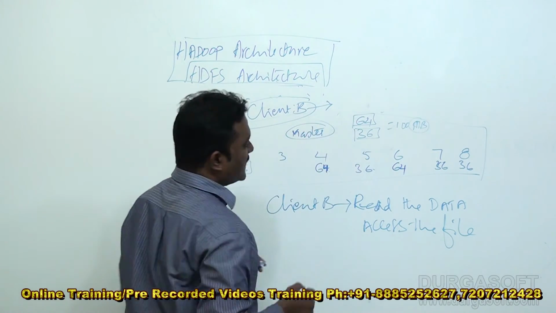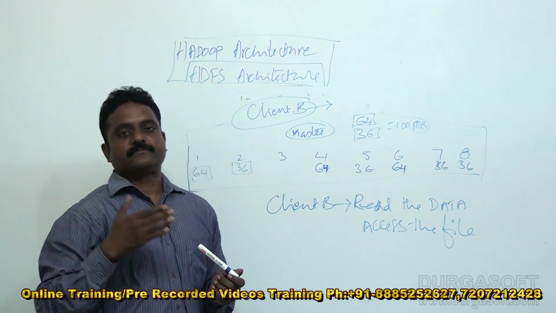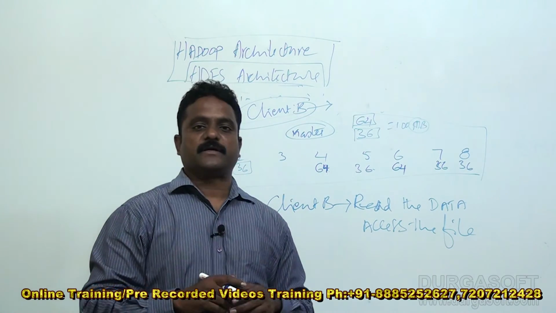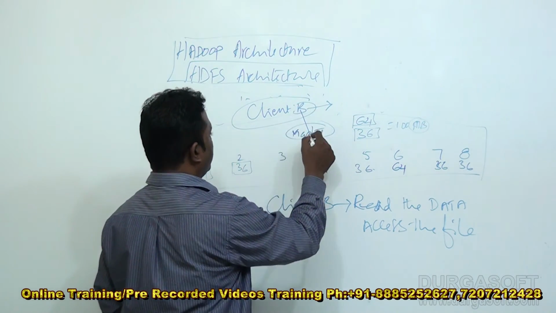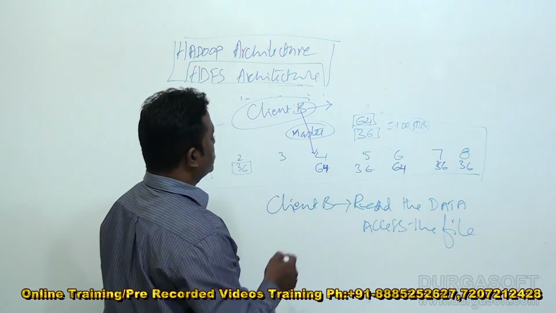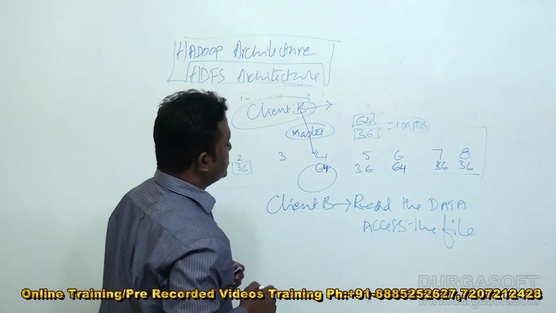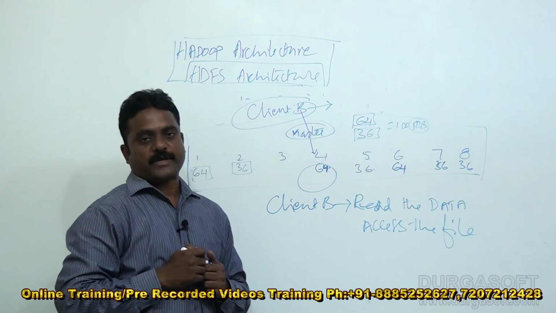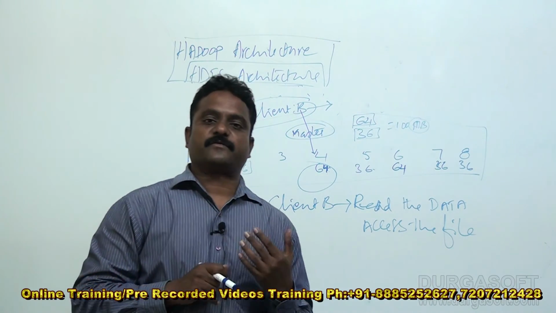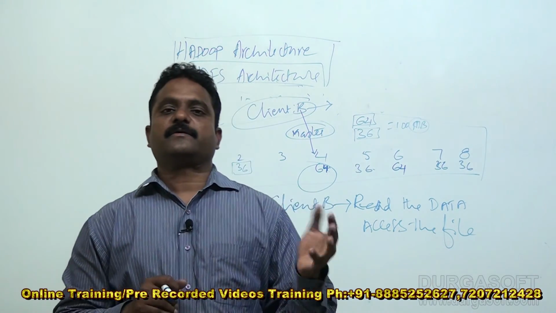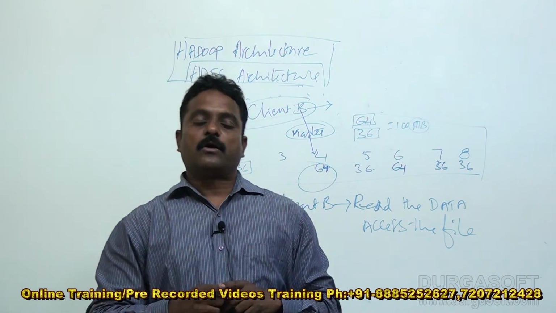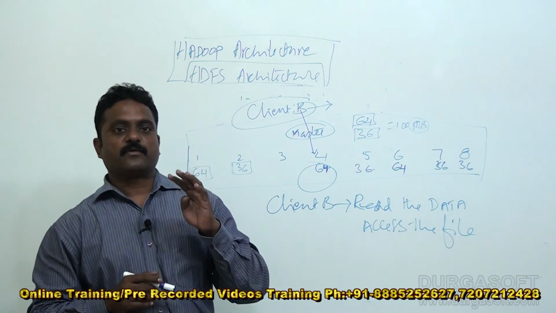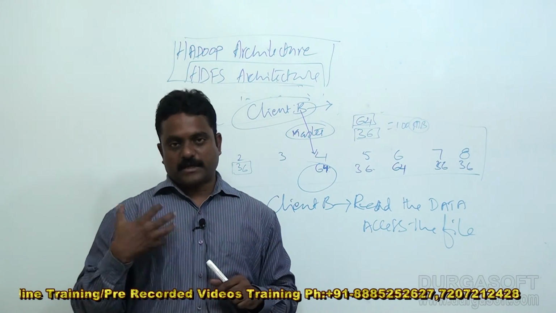While reading the data, again the same things would come into the picture, the distance. Now here, which is the closest to my client B? Yes, this is the closest. So the reading of the file would start from here. That's how the data is replicated or loaded on the cluster, and that is how you read the data and write the data.